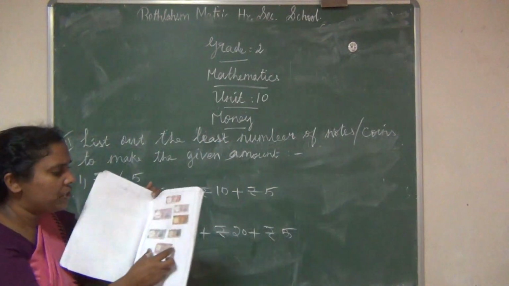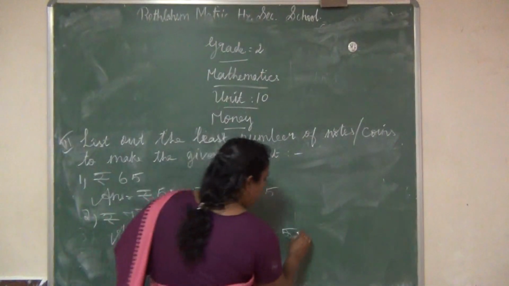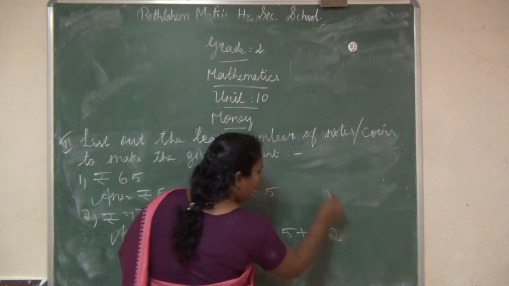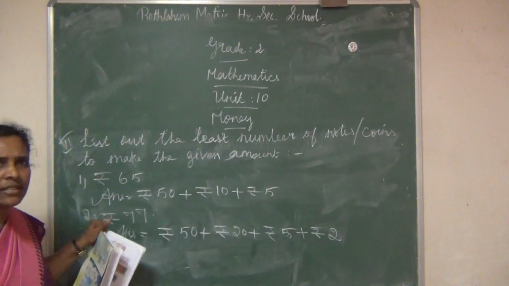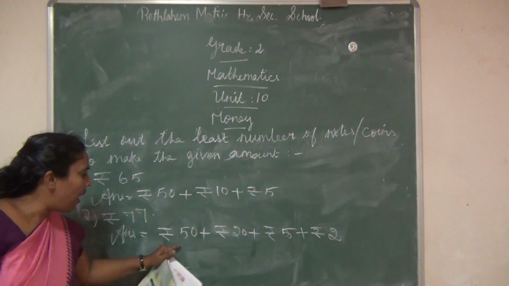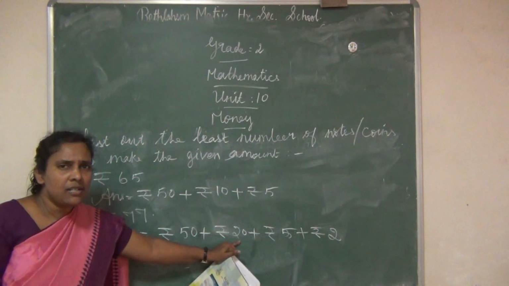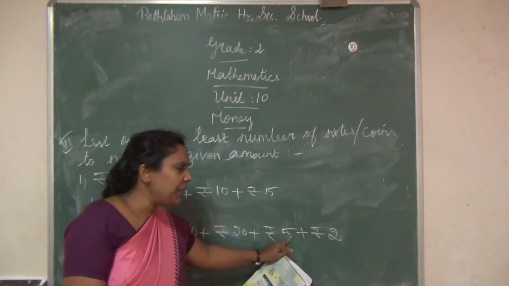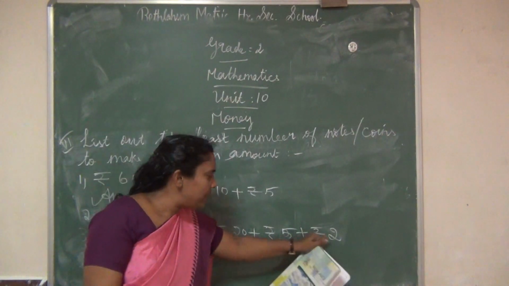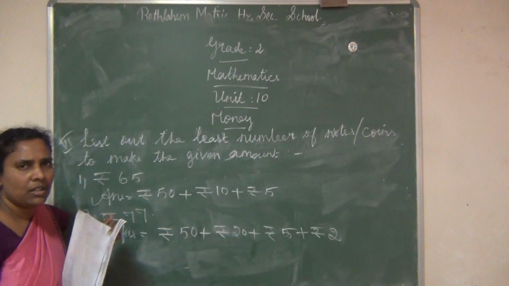So if you are adding 50 plus 5, here we get the answer 77. So again we should add rupees 2. If you add rupees 2, we will get the answer 77. Have you understood now? If you add and see, you will get this answer. 50 plus 20, 70. 70 plus 5, 75. 75 plus 2, 77. Have you understood? Yes.